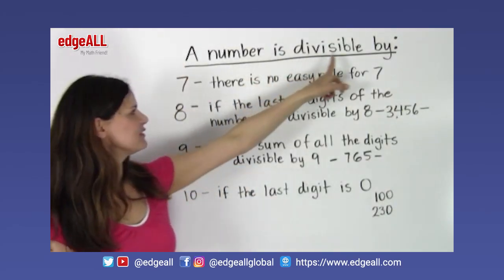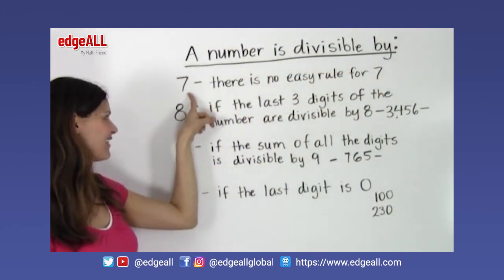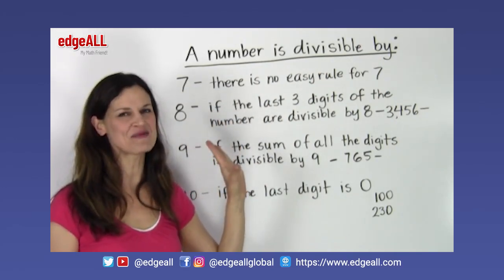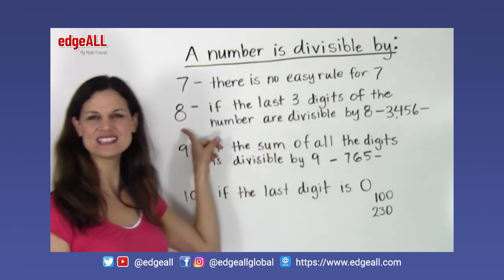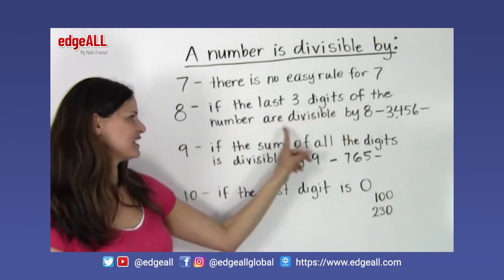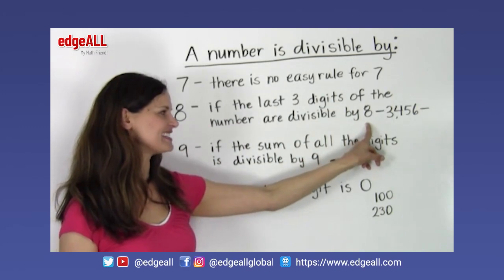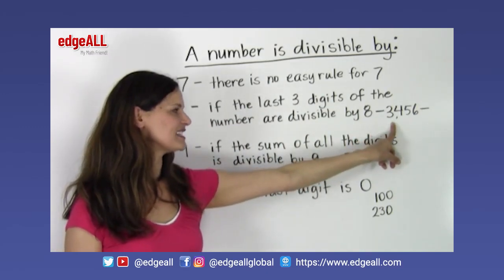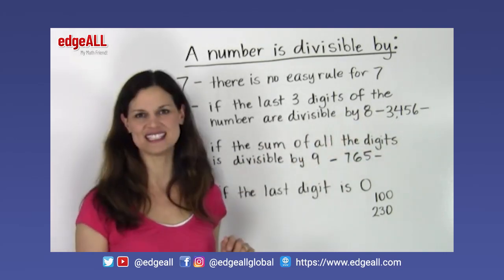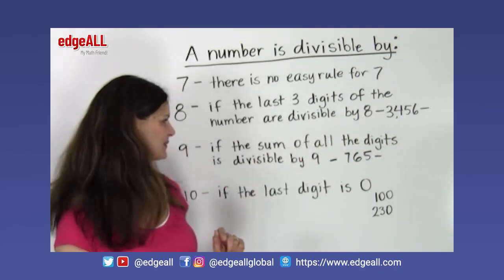For 7, there is no easy rule. So let's skip forward to 8. A number is divisible by 8 if the last 3 digits of the number are divisible by 8. So an example here is 3,456 because 456 is divisible by 8.